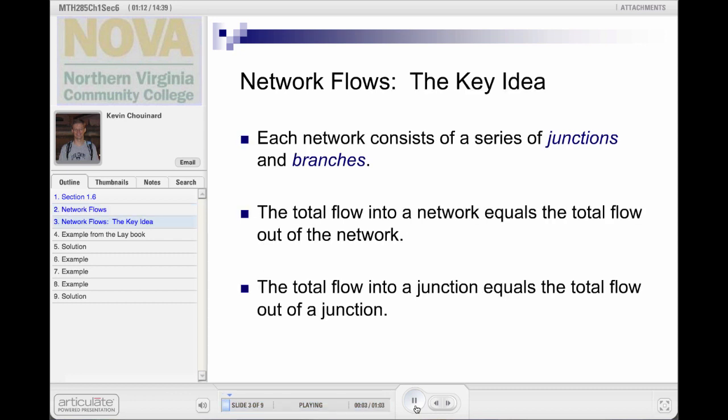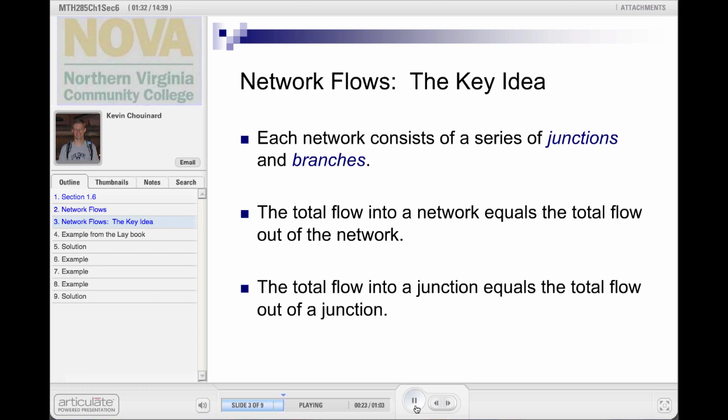Network flows. What are the key ideas here? Well, for starters, when you look at a network, there are going to be two parts. There are going to be the junctions and the branches. The junctions are typically going to be represented by points or nodes, and the branches will be the connections among those nodes.